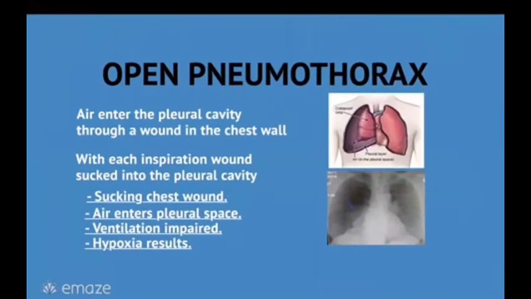Now we go to the second one, which is open pneumothorax. Open pneumothorax develops when the skin and parietal pleura are broken in an open injury. The pleural cavity communicates with the outside air, which is sucked in and out of the chest during respiration, often quite audibly. Open pneumothorax, sucking chest wound: air enters the pleural space, ventilation is impaired, and hypoxia results.